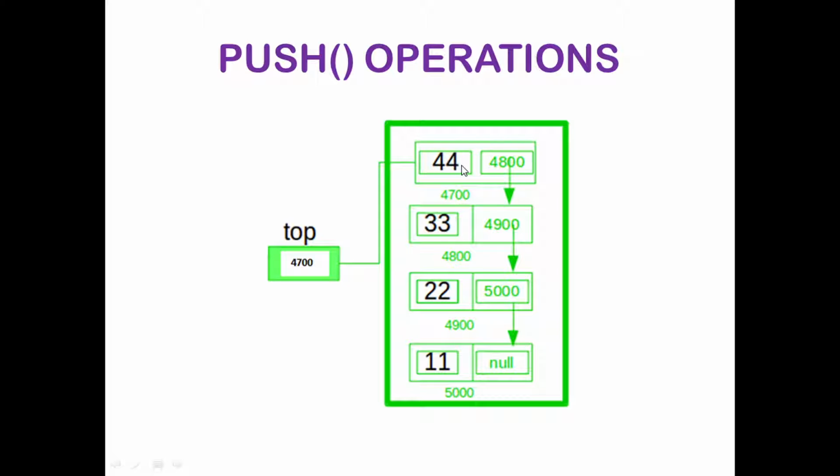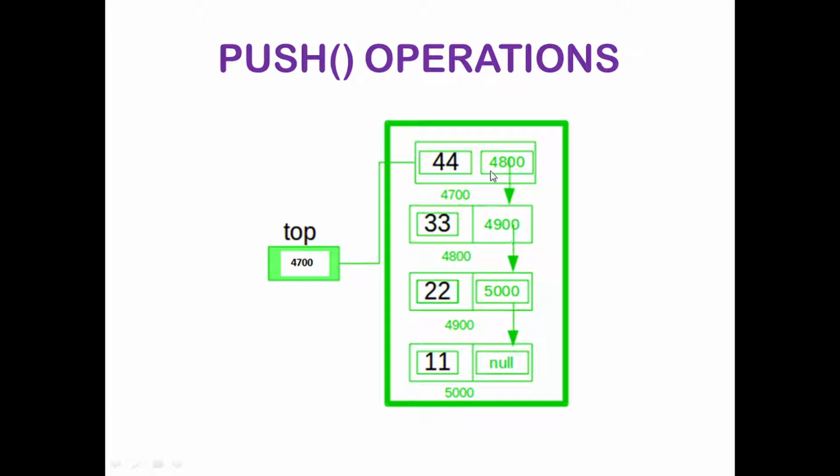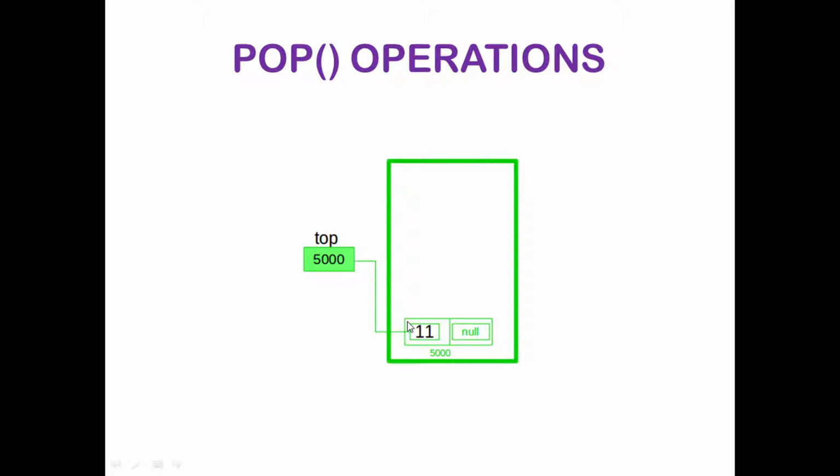Pop operation means I can just remove only the topmost element. So if I perform, say for example, 3 pops, 1, 2, 3, all 3 are gone, so I'll be having this one. So 5000 is the top now. Pop will remove this one, then top will be having 4800. If I do another pop, it will remove this also, and it will be storing 4900 here. If I do one more pop, then it will remove this also, it will store 5000 here. So top will be pointed to the 5000 as in here. So if I do 3 pops, I'll be here.